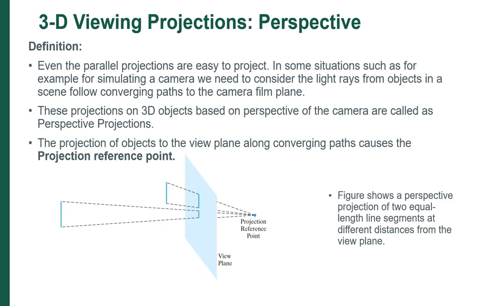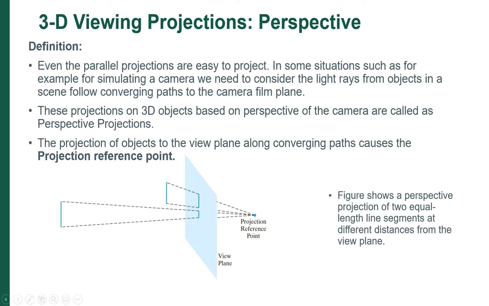Coming to the next 3D viewing projection, it's perspective. Perspective is a bit different from parallel, but has a lot of similarities, and we will talk about all these things. Even though parallel projections are easy to use in some situations, such as simulating a camera, we need to consider the rays from the objects in the scene following converging paths to the camera frame plane. These projections of 3D objects based on the perspective of the camera are called perspective projections.